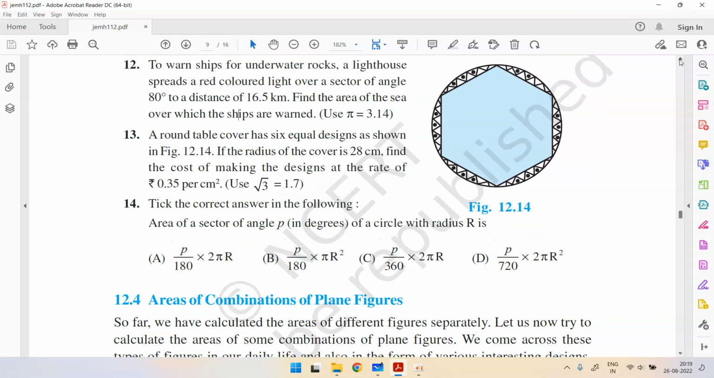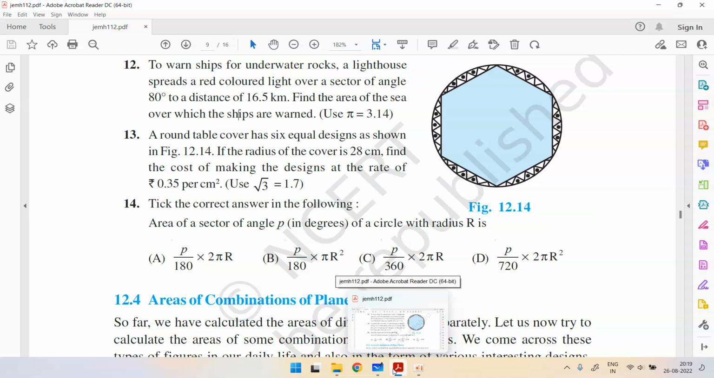Shown. If the radius of the cover is 28 centimeter, find the cost of making the design at the rate of 0.35 per centimeter square. The round table cover has an equal design as shown. Find the cost, if the radius of the cover is 28, of making the design at the rate of this per centimeter square.